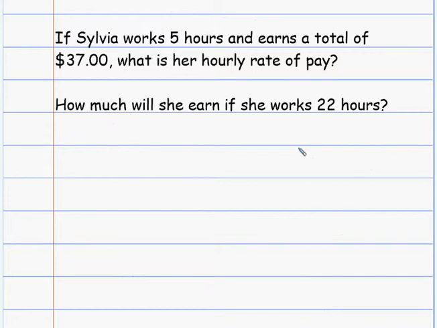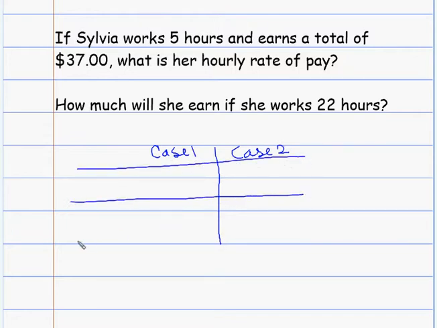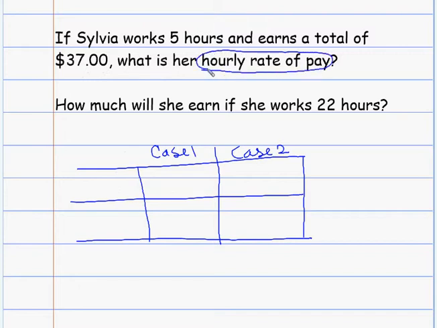Okay, here's one with money and rates of pay. If Sylvia works 5 hours and earns a total of $37, what is her hourly rate of pay? Okay, so we'll do case 1, case 2, and we'll put in our information that we know. We know that she's working 5 hours and earning $37, but they want to know her hourly rate of pay, and that's going to be dollars per hour.